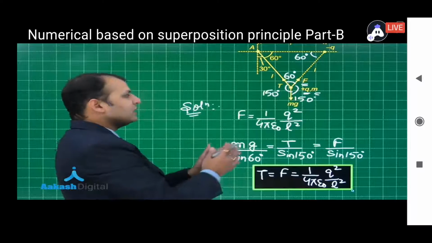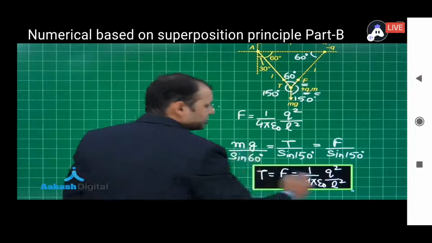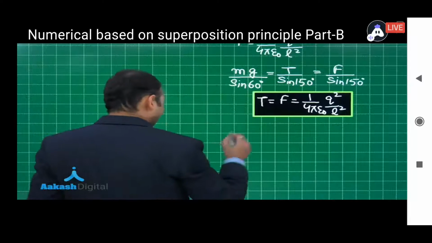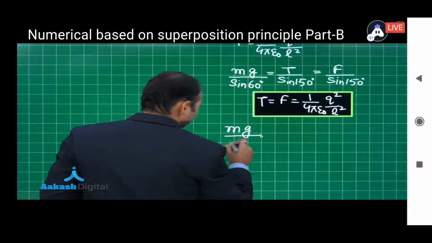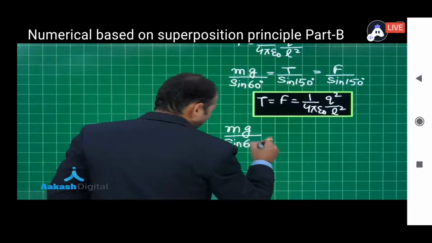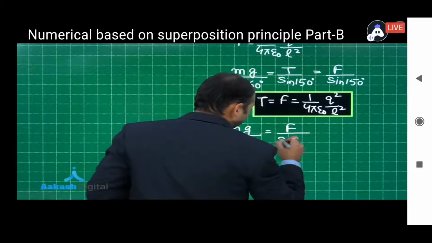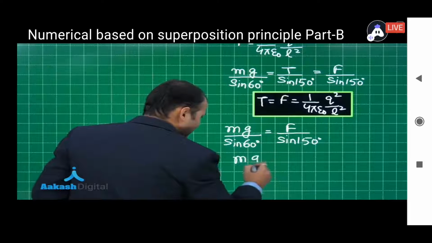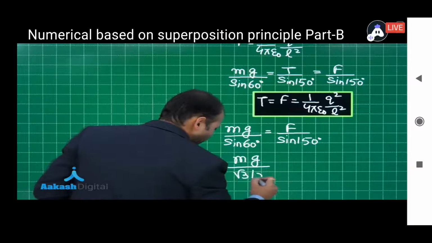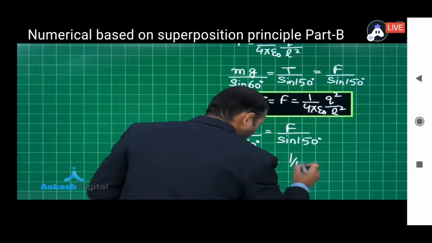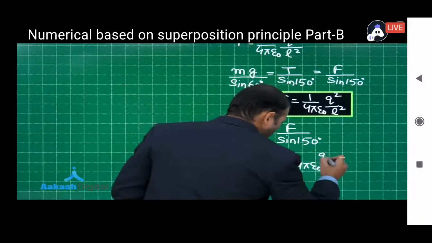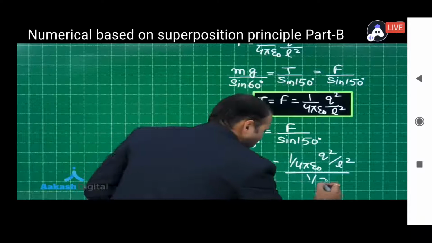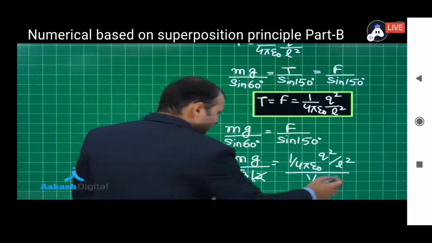Now we have to find the value of m. So with the similar equation, I can simply use mg by sine 60. Let me write that for you. Mg by sine 60 is equals to F upon sine 150. Now what are the values here? If you put, this is mg, sine 60 is root 3 by 2. This value is 1 by 4 pi epsilon naught q square by L square, and whole divided by this sine 150 is 1 by 2, right? So this and this will be cancelled.